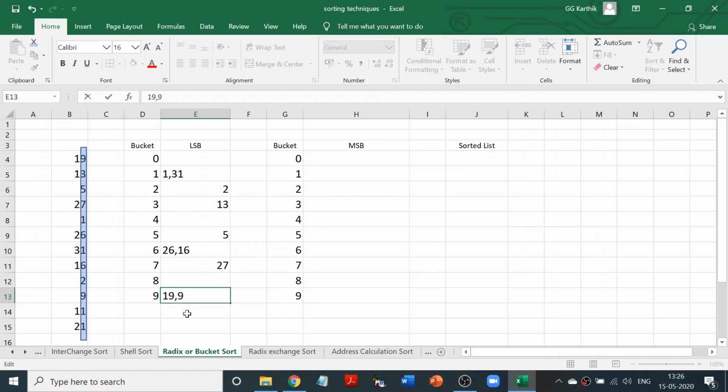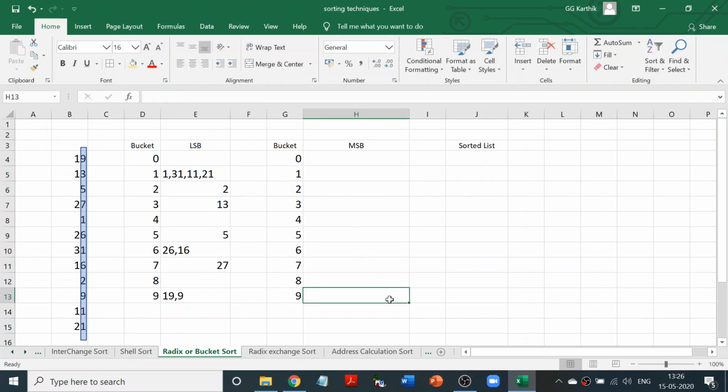Right. Then you have 11, it goes to bucket number 1 again. So comma 11. You have 21, again it is going to go to bucket number 1 only because 1 is the least significant digit. Yes. So far what we have done is we have put the numbers into these buckets based on their least significant digit. What is very important is the order in which you're going to consider them.